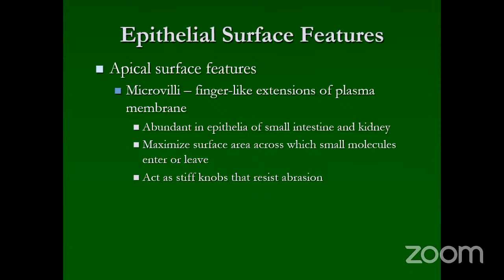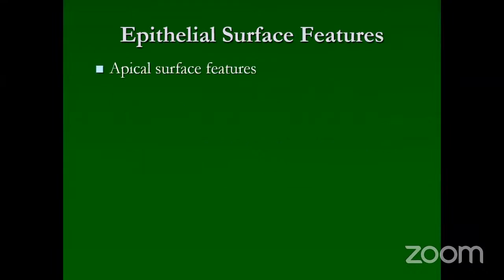They also act like knobs to resist abrasion. I told you abrasion means damage, scratching, which you can call scraping. That will be prevented by these microvilli present on the apical surface.